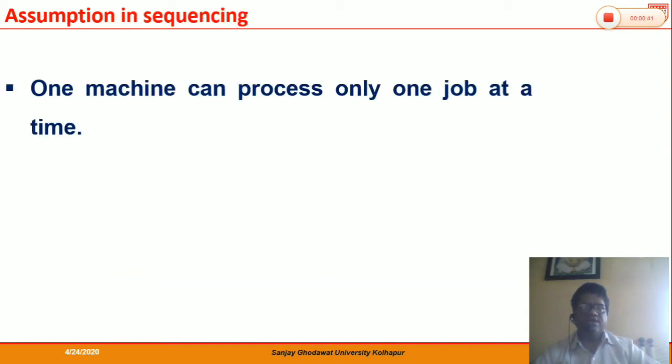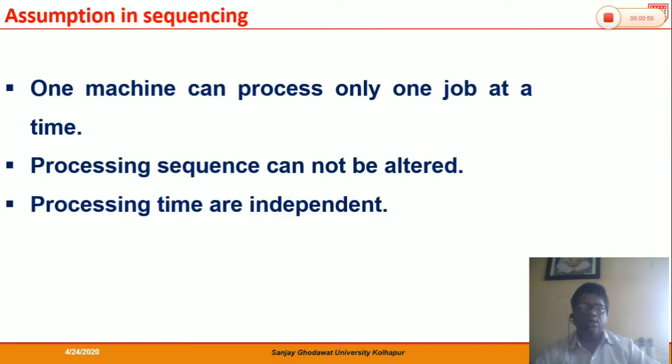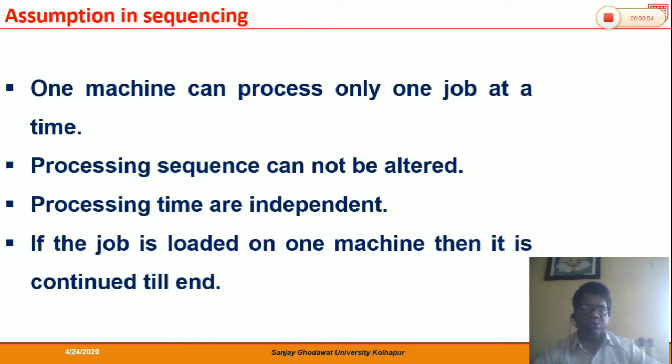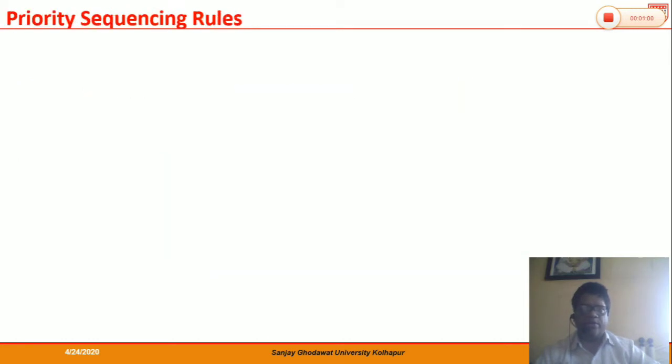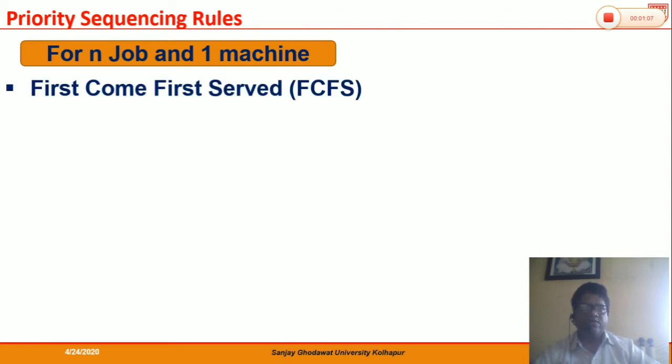The basic assumption in sequencing is that one machine can handle only one job at a time. Processing sequence cannot be altered. Processing times are independent of the sequence and the machine that is used, and if we start with one job, we have to continue till its end. We cannot stop in between. Now let us study some rules which are used for n job and one machine.